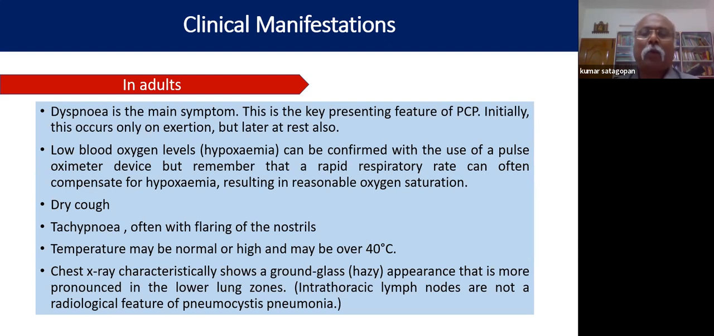On chest X-ray, classical ground glass opacities will be there. That is more pronounced in the lower lung zones. Intrathoracic lymph nodes are usually not a common feature. Usually what we say is a butterfly appearance. From the hilum, there will be a butterfly-like opacity. Next slide.